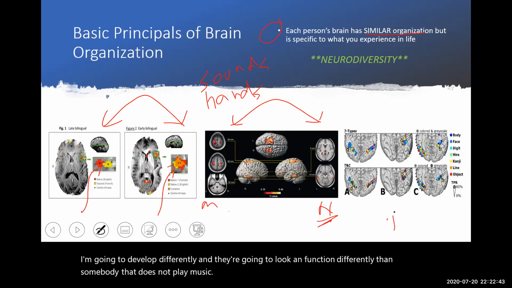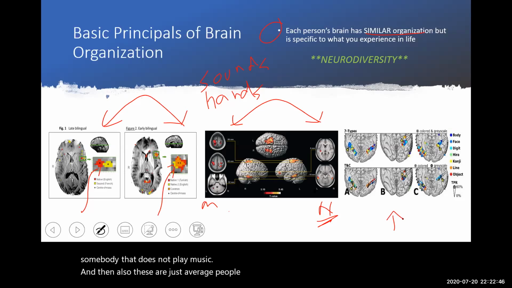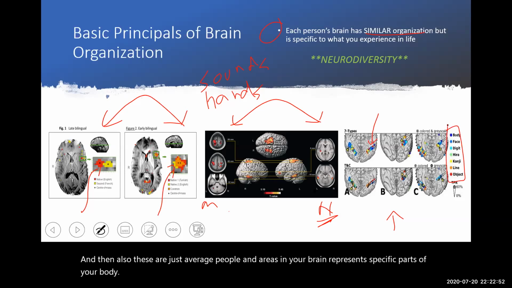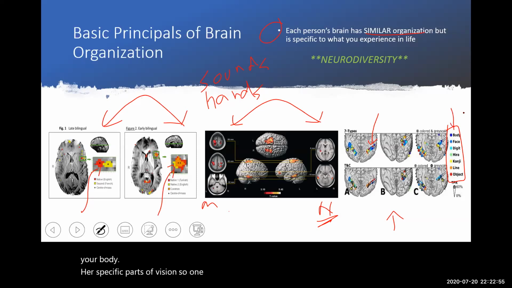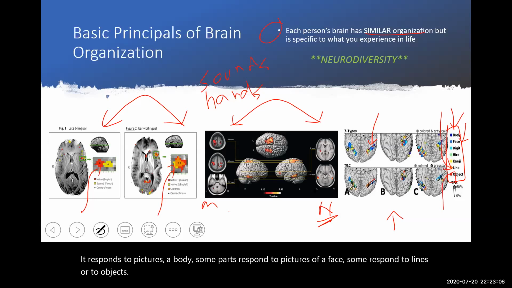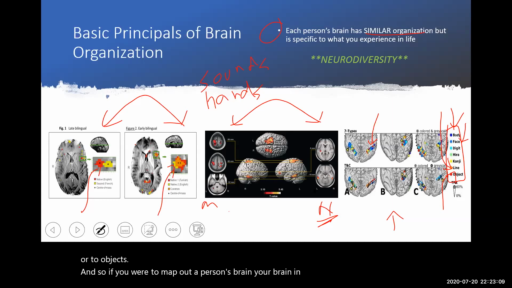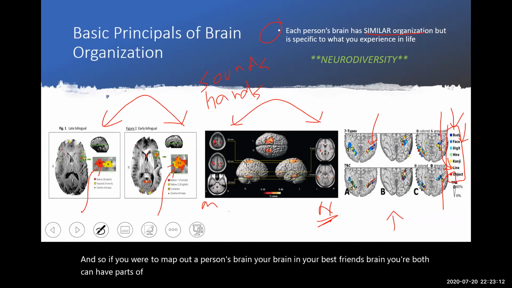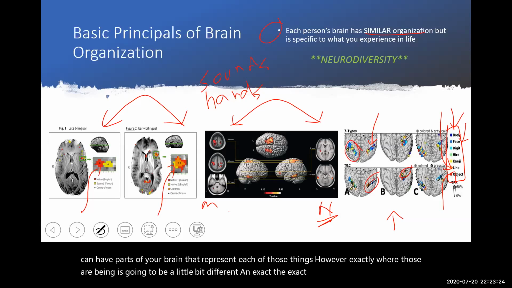And then also, these are just average people, and areas in your brain represent specific parts of your body or specific parts of vision. So one part of your visual cortex responds to pictures of a body. Some parts respond to pictures of a face. Some respond to lines or to objects. And so if you were to map out a person's brain, your brain and your best friend's brain, you're both going to have parts of your brain that represent each of those things. However, exactly where those are being represented is going to be a little bit different, and the exact organization of those areas is going to be a little bit different.